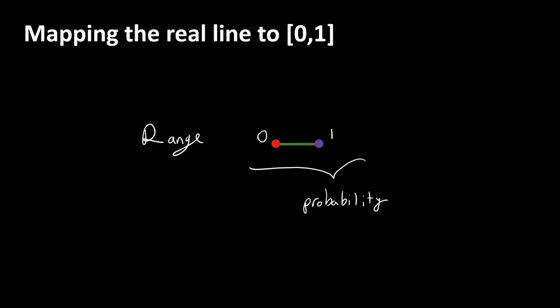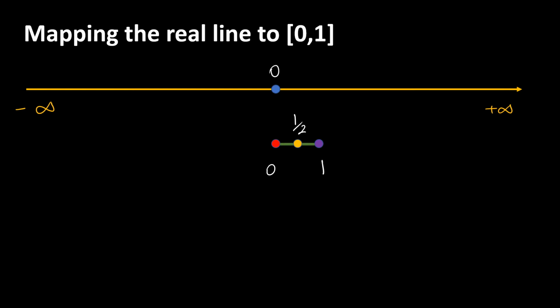Now you may ask why the range should be the closed interval between 0 and 1. The answer is that any point on this interval can be thought of as the probability of an event. That is why we force the range to be 0 to 1. Another question is whether there is anything special about mapping 0 on the real line to 1/2 on the closed interval, and the answer is no. We can map any point on the real line to 1/2 on the closed interval between 0 and 1.